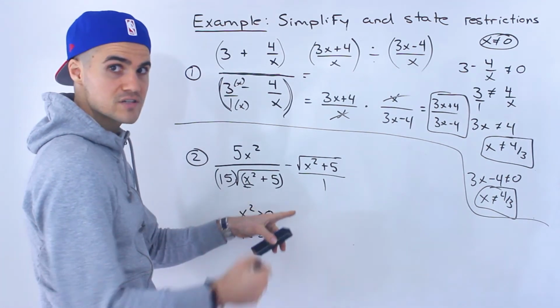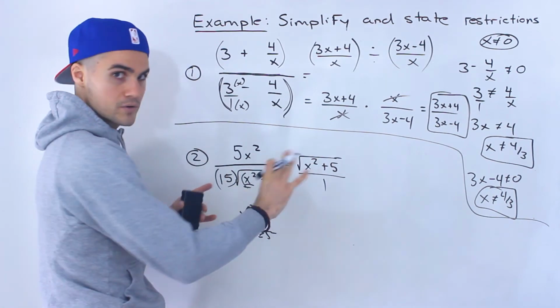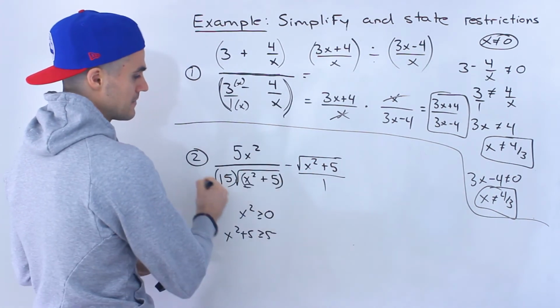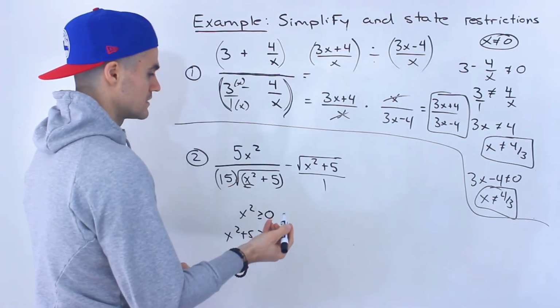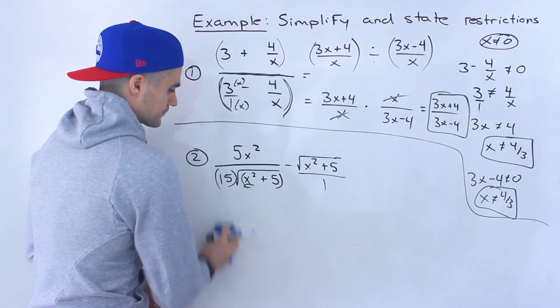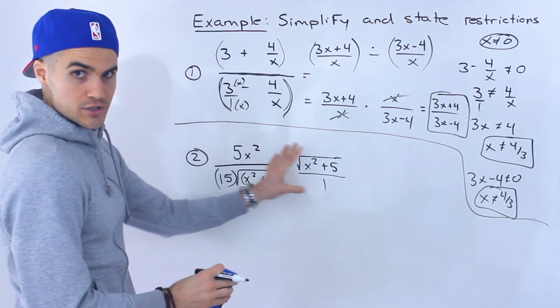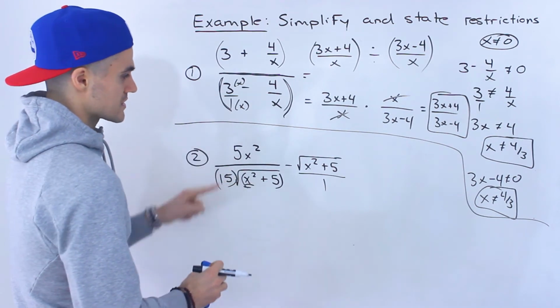The square root of 5 is going to give us a positive number. Positive times positive is always going to be a positive number. So basically, this denominator can never be 0. All right, so there's no restriction. In this case, there are no restrictions for this expression here.